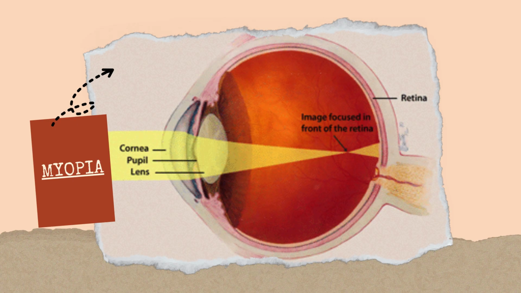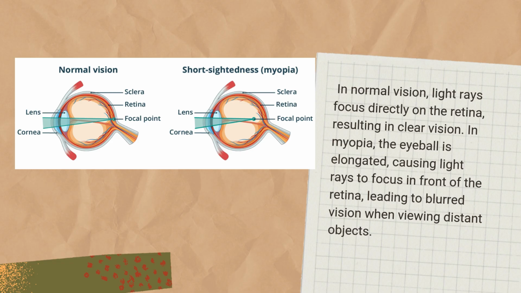Okay, now looking at our second eye defect, this is myopia. So, myopia is also known as nearsightedness. So, people with myopia, they can see close objects clearly, but they have trouble with distant vision. So, in normal vision, the light rays focus directly on the retina, and this results in clear vision.